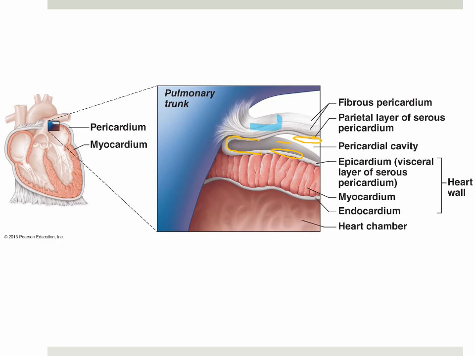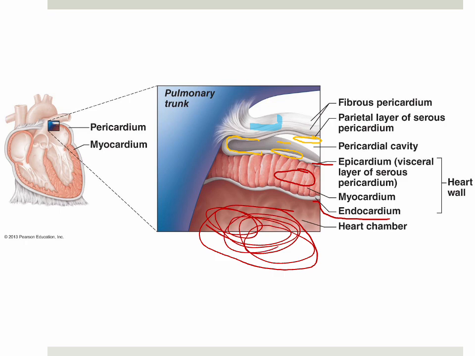Then we have one and the same. The epicardium is also the visceral pericardium. And then underneath, we're going to have some fat or areolar tissue. And then underneath that, we're going to have the middle section, which is called the myocardium, right? And then we're going to have the innermost layer, which is the endocardium. Below that is the heart chamber. This is where blood is just going to be stored and then pumped. Okay?